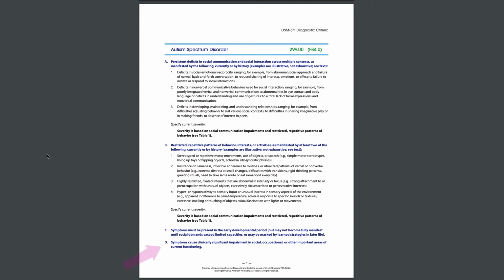Criterion D is the symptoms cause clinically significant impairment in social, occupational, or other important areas of current functioning. So this is saying it's not enough to just have these symptoms. You actually have to be impaired by the symptoms. They have to be a problem for the individual.